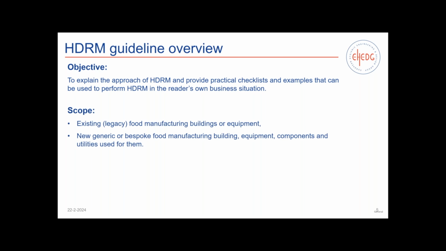Which is the scope? So the scope applies to existing food manufacturing buildings and equipment, which is what we call legacy equipment or building, and also to the new. Within the new, it may be a new generic or bespoke food manufacturing building, equipment, components, and also utilities used for them.